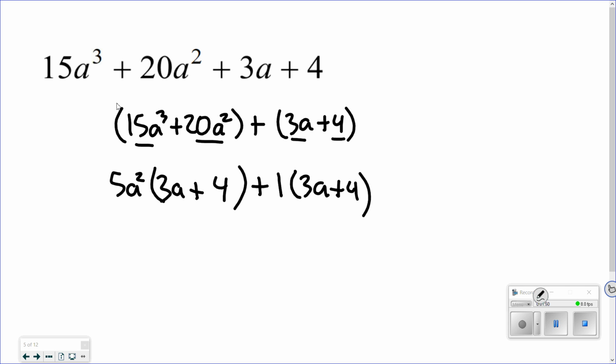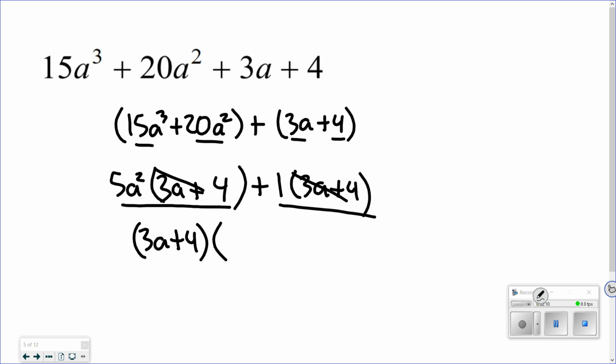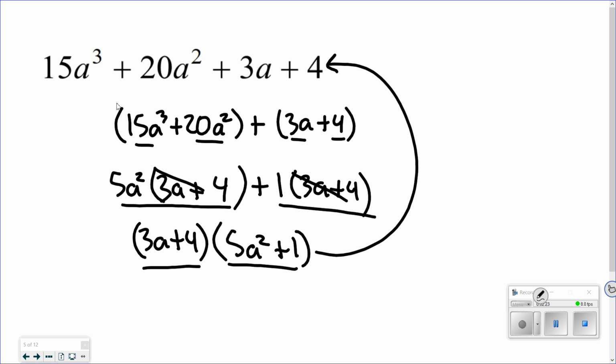Once you get to here, there's one more step. Now instead of having 4 terms, we just have 2. We have this one and this one. We want to look for what they have in common. They both have a 3a plus 4. So I'm going to take out the 3a plus 4. When I do that, I'm putting what's left. So I'm factoring out that common factor of 3a plus 4. That leaves me with a 5a squared plus 1. And there's our factored form. If I were to multiply that times that out, it will give me the polynomial that we started with.